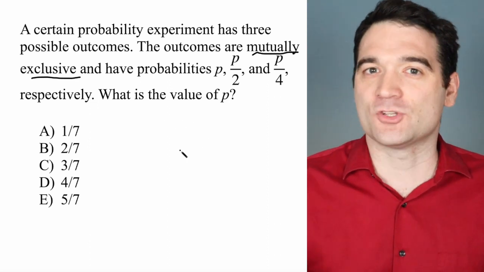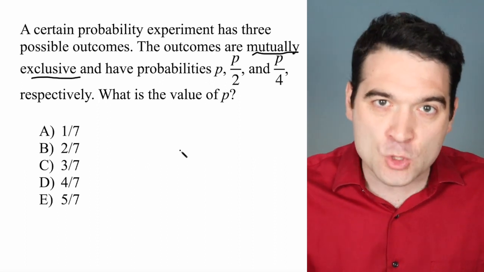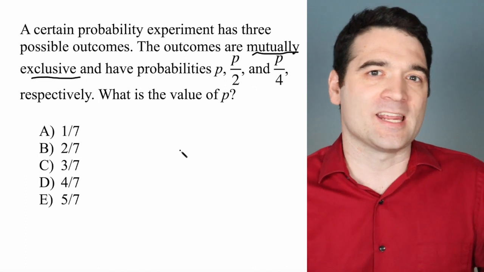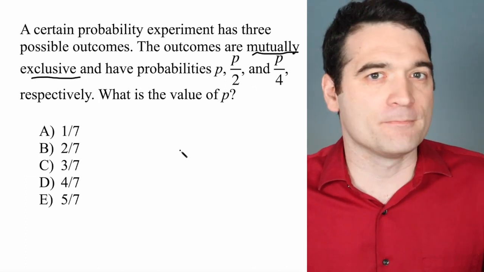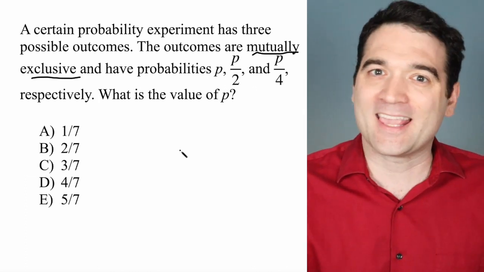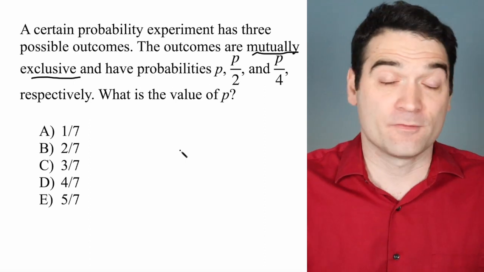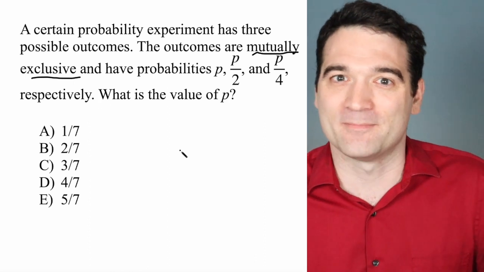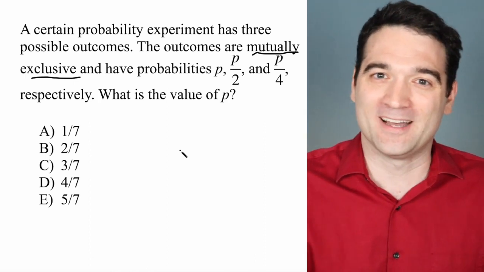So this problem hinges on your understanding of this concept of mutual exclusivity. Let's talk a little bit about it. In probability, if 2 events are mutually exclusive, they cannot occur at the same time. For example, it can't be Tuesday and Wednesday at the same time, right? Those are mutually exclusive events.